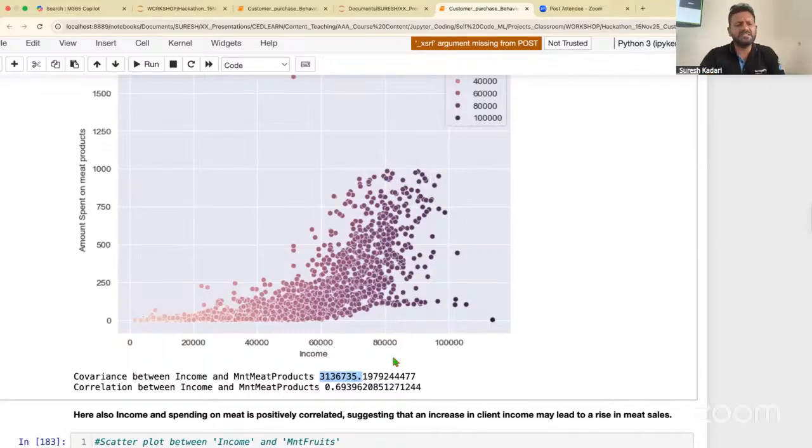So covariance, we have many problems. Minus infinity to infinity is one big problem. And the second problem is that as the measurement units change, covariance changes. So that's why we go with correlation.